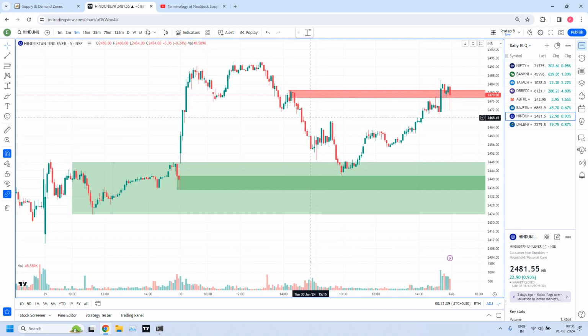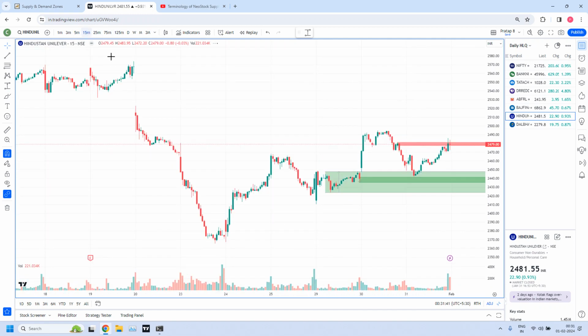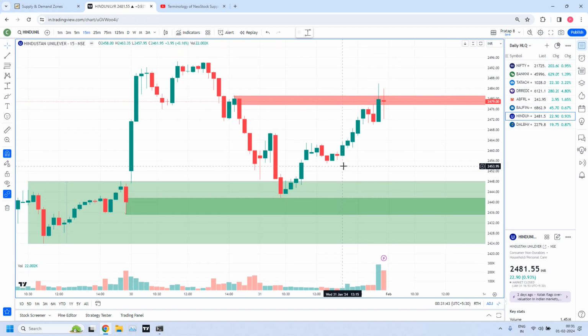And moreover, look into this 15 minutes target. The 15 minutes target is quite far away from this zone. Even then, it reached the 15 minutes target. Why? Because the pro gap area consumed all the pending areas.